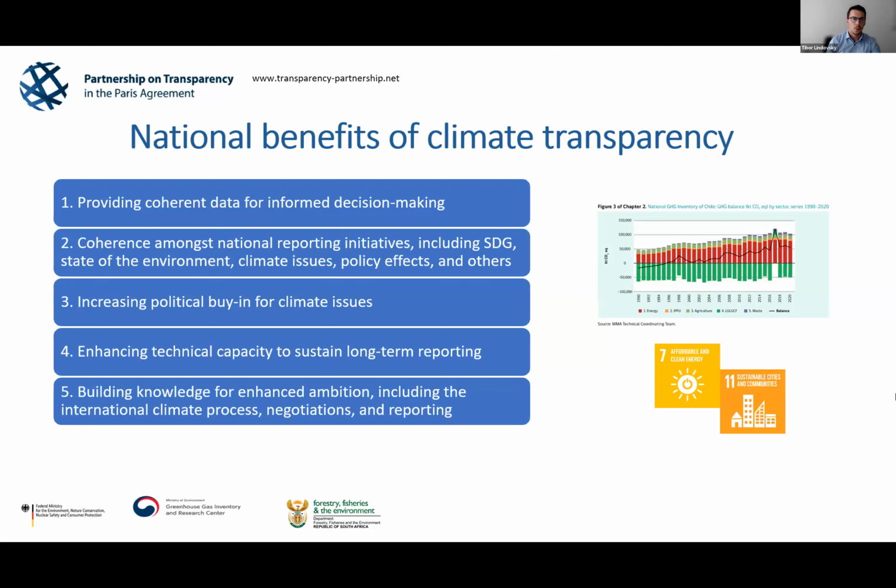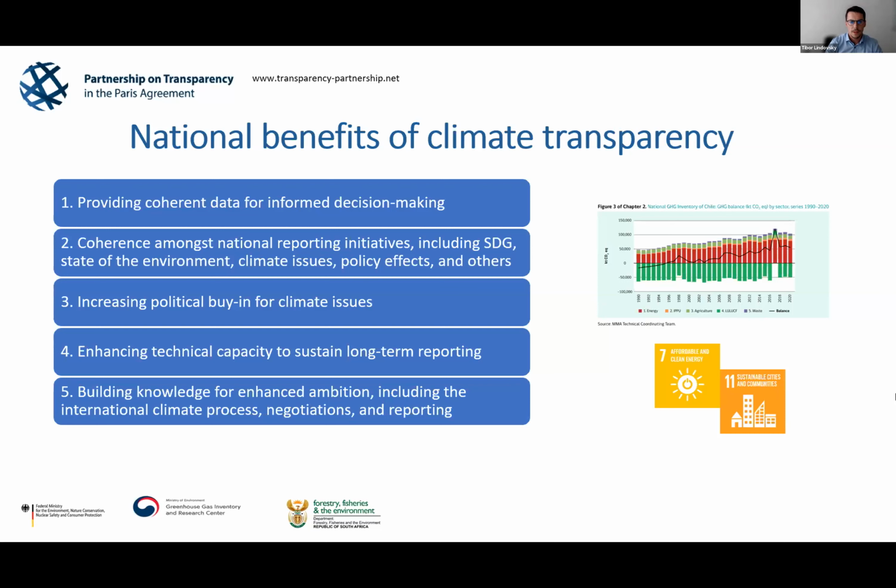and how, through this system, Japan was able to improve the effectiveness of its climate policies and actions in the country. Secondly, the coherence among national reporting initiatives, including sustainable development goals, state of the environment, climate issues, and so on and so forth.